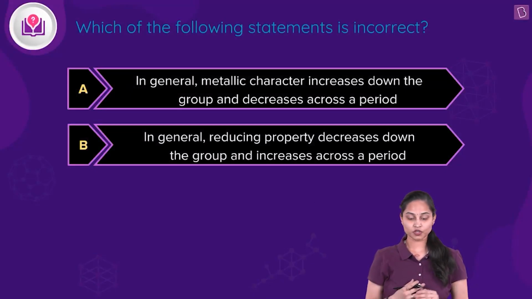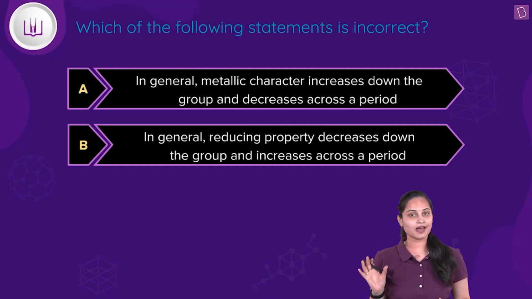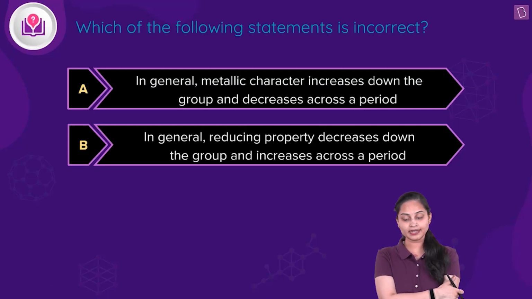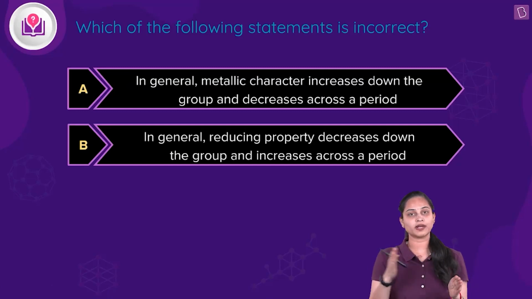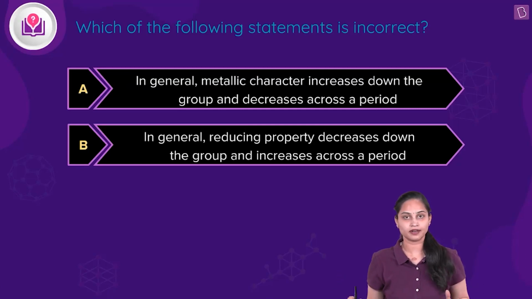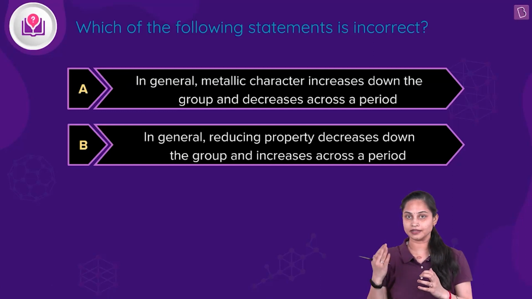The question over here is, which of the following statements is incorrect? So let's find out which particular statement is incorrect. Talking about statement number A, in general, metallic character increases down the group and decreases across a period. Yes, metallic character increases down the group and decreases across the period. Of course, when we move from left to right in a periodic table, across a period, non-metallic character increases and metallic character decreases. And when we are moving down the group, metallic character increases.